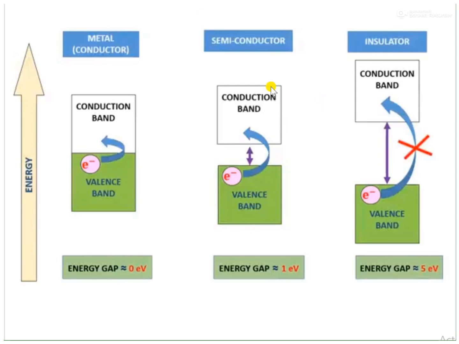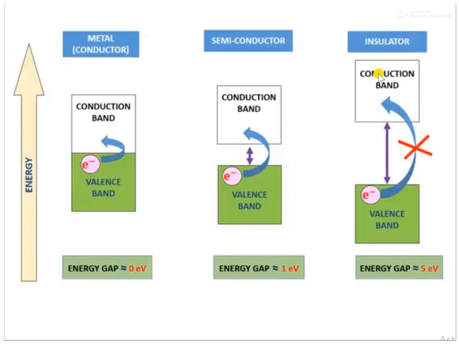So in the case of semiconductors, the valence band and conduction band have an energy gap. As compared to metal conductors, their energy gap is bigger. In this case we can say that the energy gap is 1 electron volt. So an electron has to get energy of 1 electron volt, and then it can move to the conduction band.